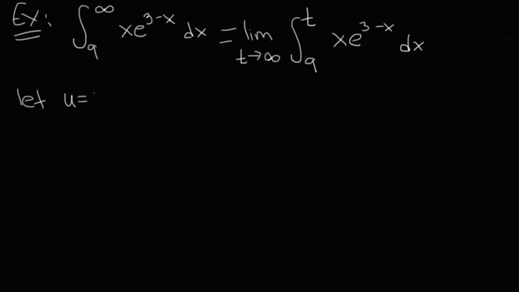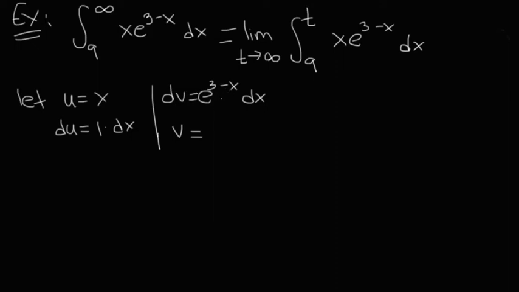I'm going to let u equal x, and that means my dv is going to be e to the 3 minus x dx. If you want to review how to tell which one to choose as your u and which as your dv, just review my video on by parts. Then du, the derivative of x, is just 1 times dx. And v, when I take the integral of e to the 3 minus x, I'm just taking the antiderivative. I copy the original function and divide by the derivative of the exponent, which is minus 1.